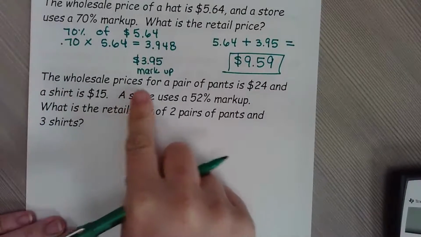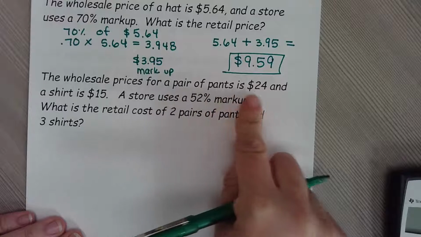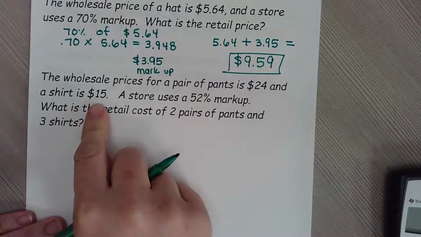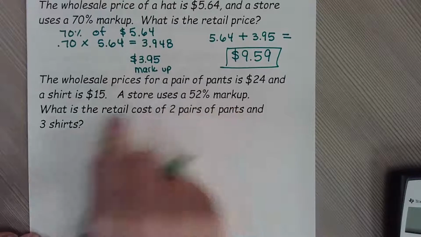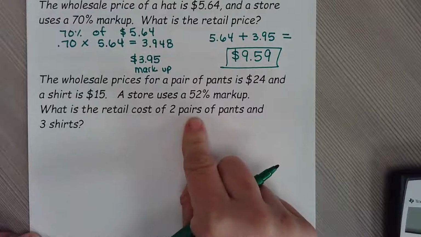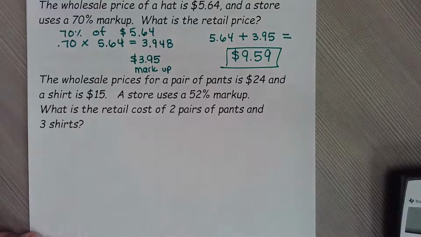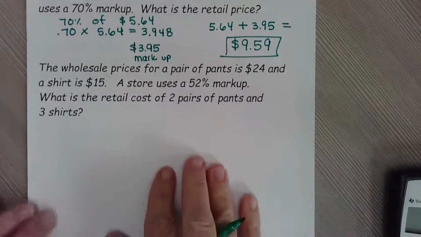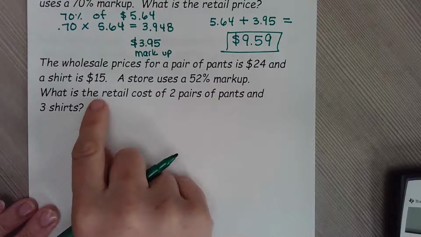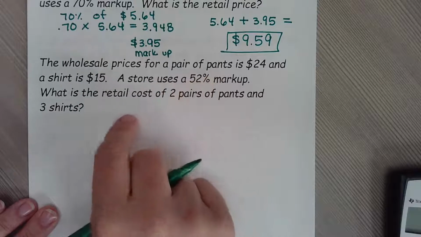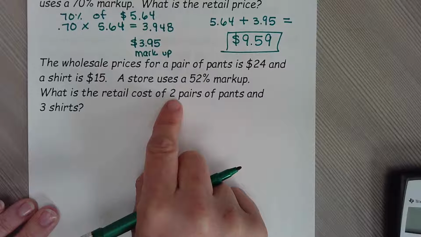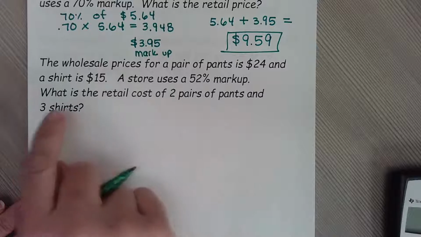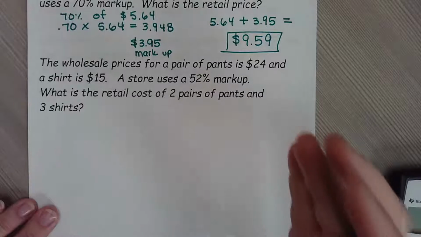The wholesale prices for a pair of pants is $24 and a shirt is $15. A store uses a 52% markup. What is the retail cost of 2 pairs of pants and 3 shirts? I'll be honest, this problem is going to have a lot of steps, okay? We need to find the retail price of the pants. We need to find the retail price of the shirt. And then we need to figure out how much it is going to cost for 2 pairs of pants and 3 shirts, and then find the total.